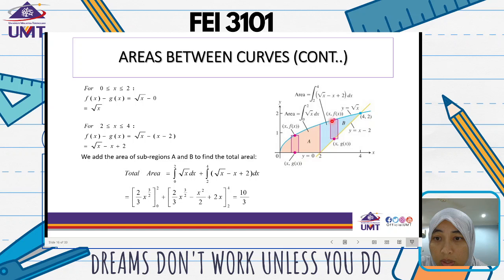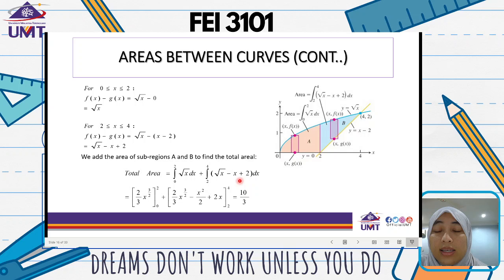So for region A, from 0 to 2, you get square root of x. For 2 to 4, you get square root of x minus (x minus 2), which is square root of x minus x plus 2. We add the area of subregions A and B to find the total area. So the total area is the integral from 0 to 2 of square root of x dx, plus the integral from 2 to 4 of square root of x minus x plus 2 dx.